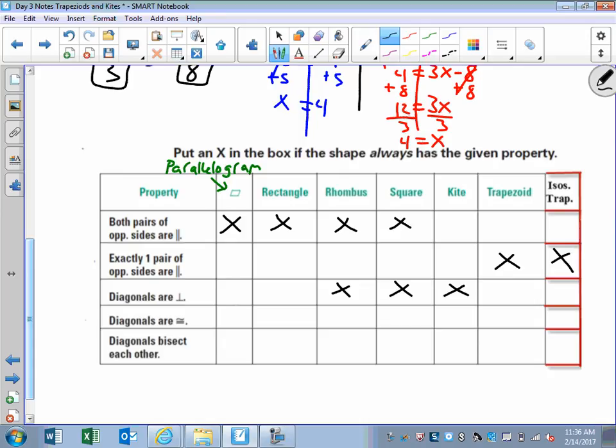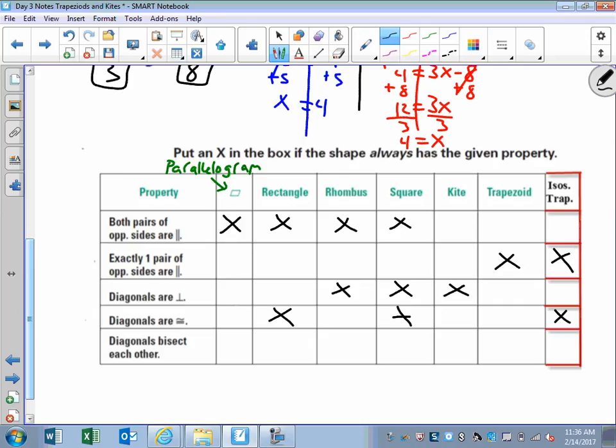Look at the next property. Diagonals are congruent. It's true for a rectangle. And if it's true for a rectangle, it's true for a square because a square is a kind of rectangle, just like the last one with a rhombus. Diagonals are congruent is also true, we learned today, for an isosceles trapezoid. So those are all the shapes that we learned so far that have diagonals that are congruent.